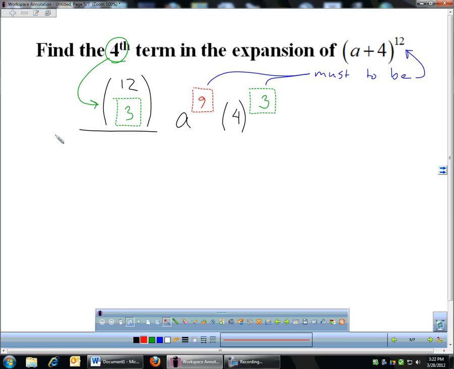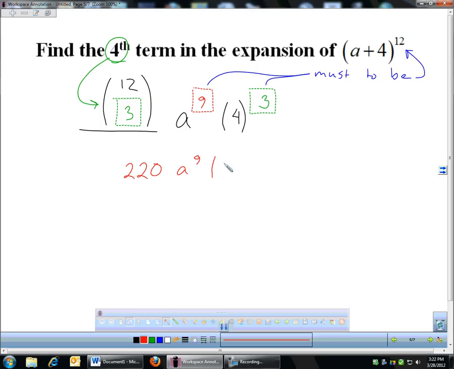And so now I actually have the whole formula for my fourth term, and we'll go to the calculator. I'm going to punch in 12, choose 3. So 12, choose 3, punch that in, and you get 220 times a to the 9th. Can't really do anything with a to the 9th. 4 to the 3rd, punch that in the calculator.